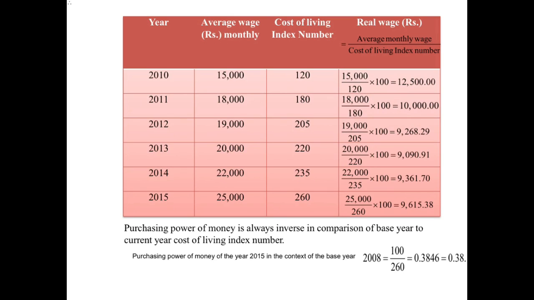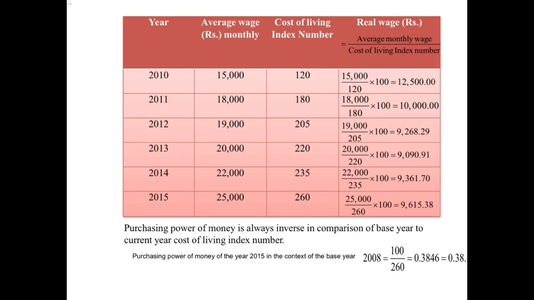So make a table. First we write year, then we write average wages, then we write cost of living index, and the real wages, average monthly wages divided by cost of living index number into 100. So in 2010, 15,000 divided by 120 into 100, so 12,500 is real wages. For 2011, it is 18,000 divided by 180 into 100, so 10,000 is real wages. So on for 2012, 13, 14 and 15 we calculate.